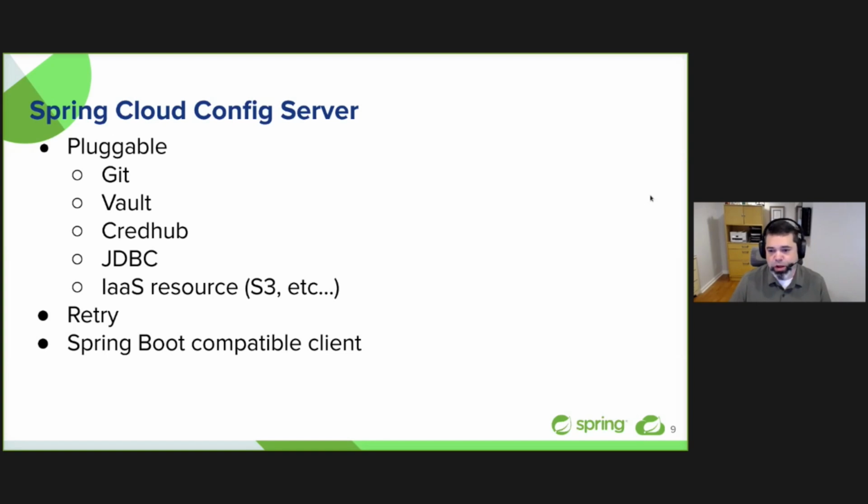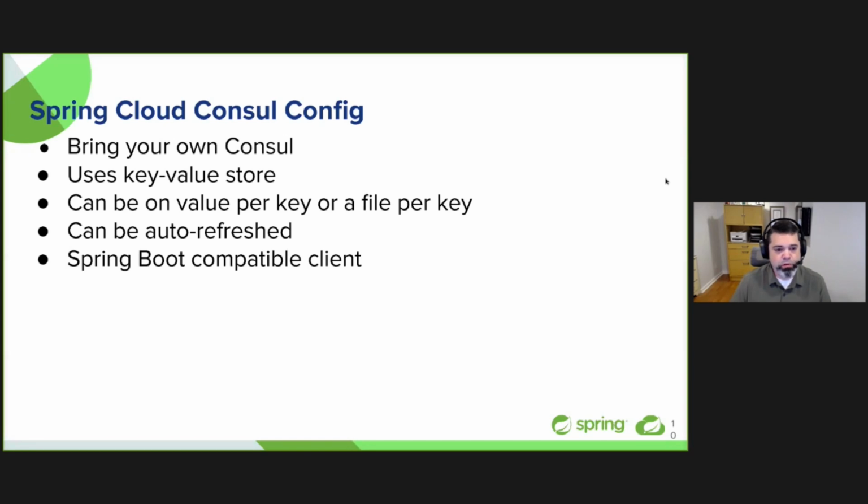But config server is not the only option for getting distributed configuration. Another example is Spring Cloud Consul config. So where config server is a server that you run from Spring Cloud, this is a bring your own Consul cluster, but we have a client. We connect to the Consul key value store for configuration, and we can do this a value per key, or you can kind of treat it as a blob store and put your full application properties or application YAML in the keys.